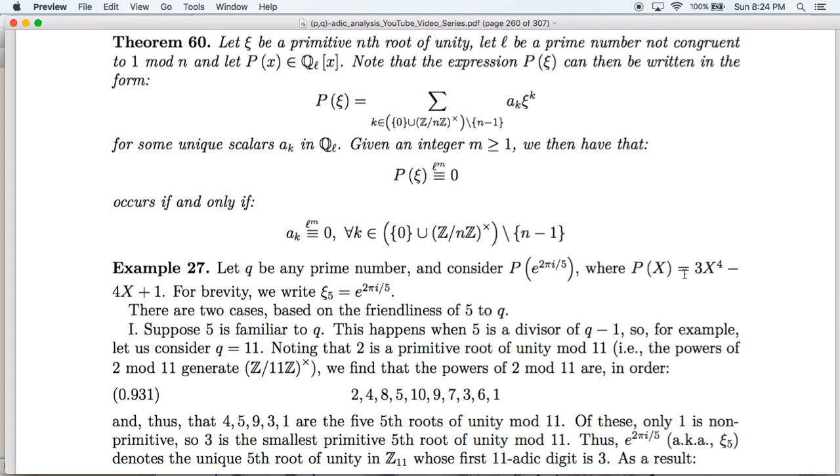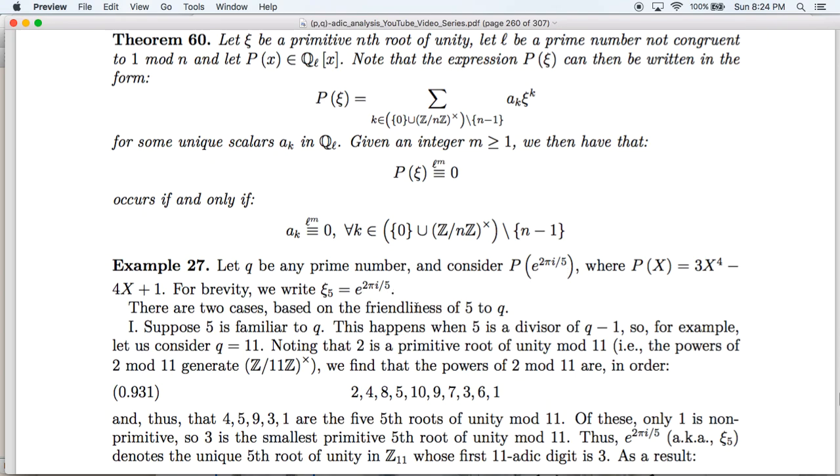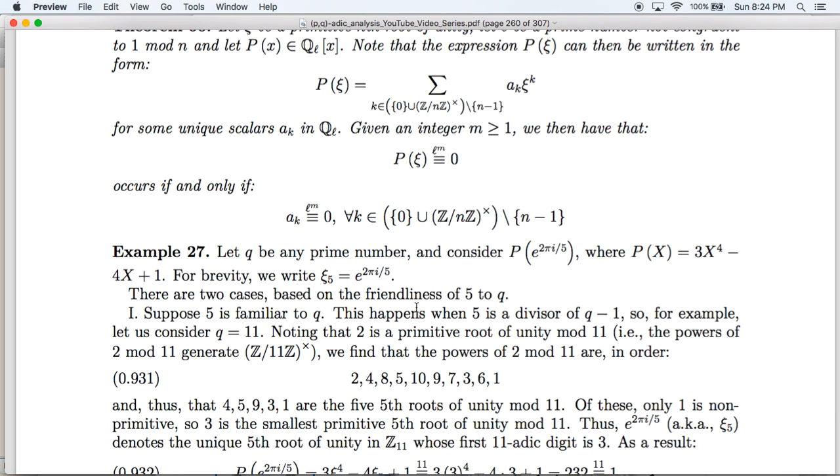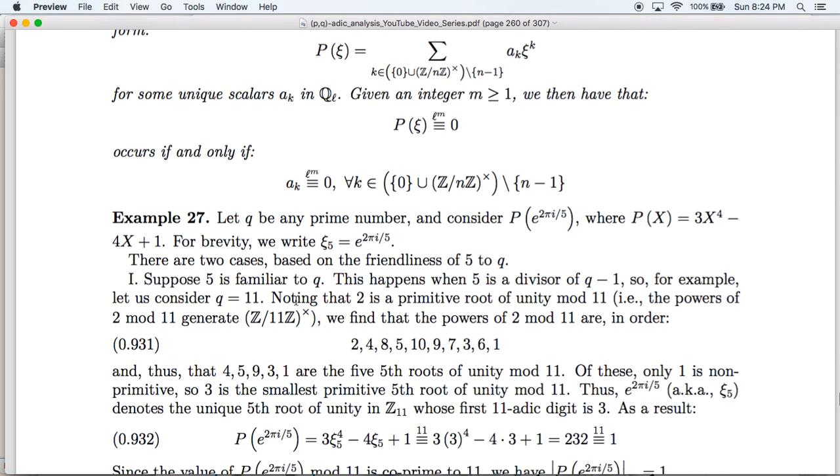As an example, let Q be any prime number, and consider the polynomial P of x equals 3x to the fourth minus 4x plus 1, and we're going to be considering C5 equals e to the 2 pi i over 5. There are two cases here based on the familiarity of 5 to Q. Suppose 5 is familiar to Q. This happens when 5 is a divisor of Q minus 1. So for example, let's consider Q equals 11.